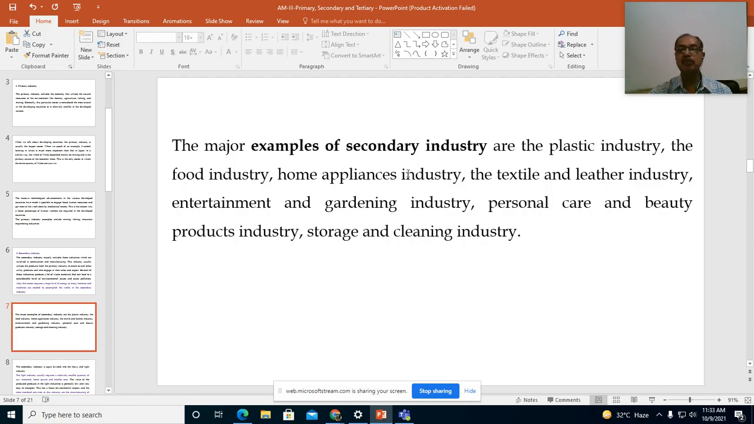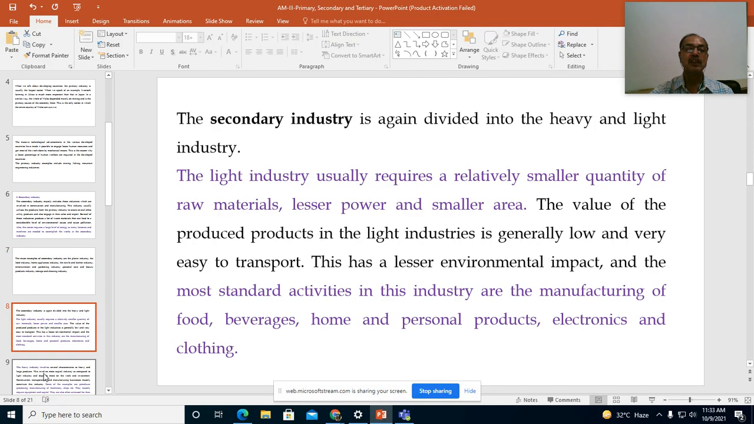So the major examples of secondary industry are the plastic industry, the food industry, the home appliance industry, the textile and the leather industry, entertainment and gardening industry, personal care, beauty products industry, storage and the cleaning industry. The secondary industry is again divided into the heavy and light industry.